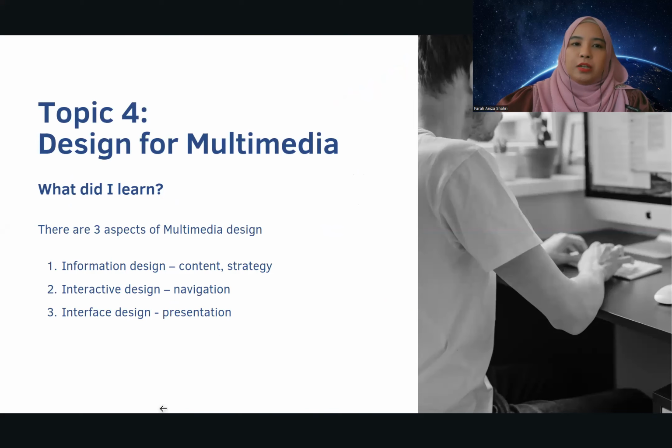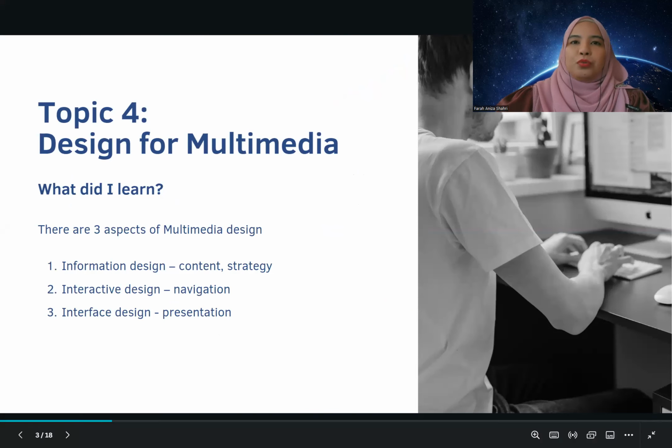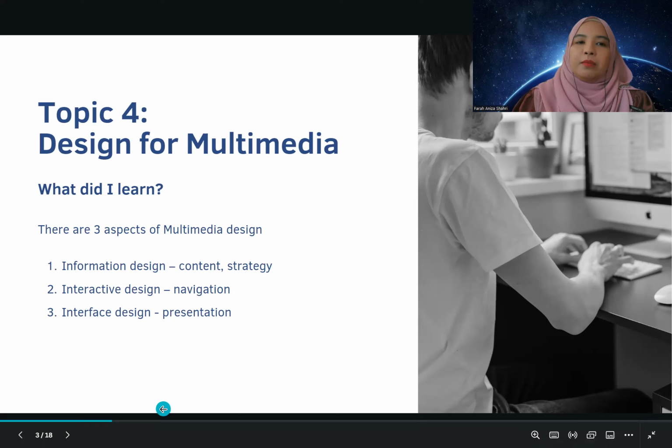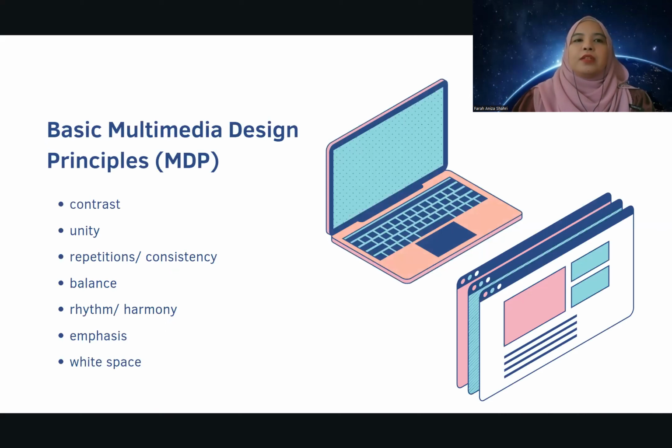So what did we learn in this topic? We were exposed to 3 different aspects of multimedia design. So the first one is information design, interactive design, and interface design. Okay, so we learned about interface design as assignment 2 in our assessment. And I will be talking about aspect number 3, since we were also taught about the basic multimedia design principles, or we call them MDP in short. Okay, so there are 7 of them: contrast, unity, repetition, balance, rhythm, emphasis, as well as white space.